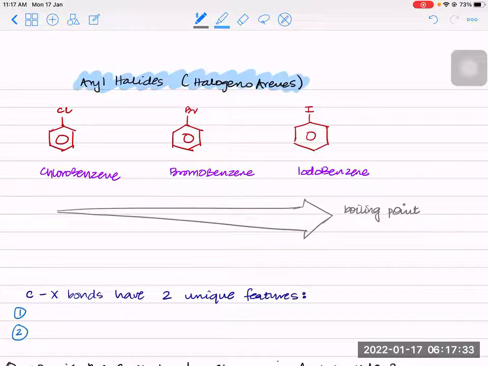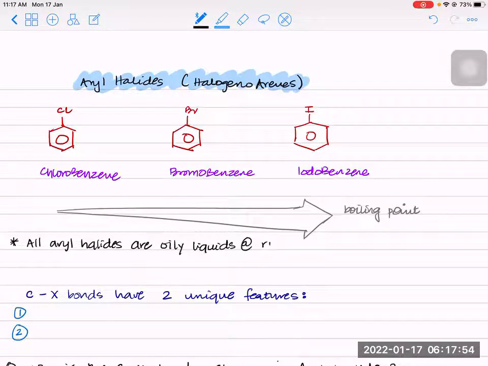And all these halogenoarenes are oily liquids at RTP. So all of these halogenoarenes, or all aryl halides, are oily liquids at RTP.